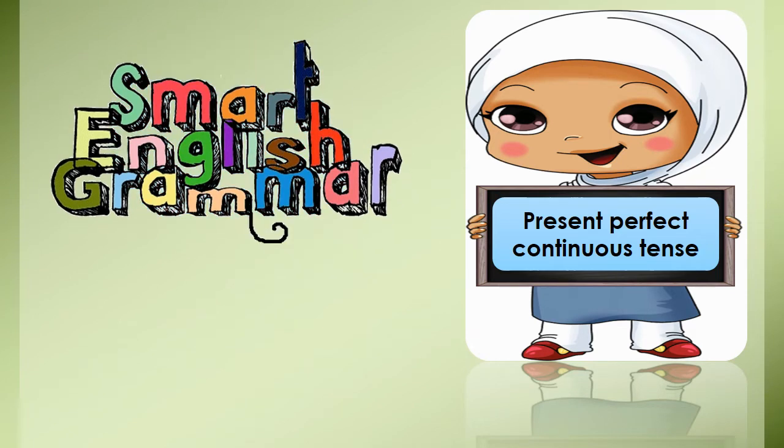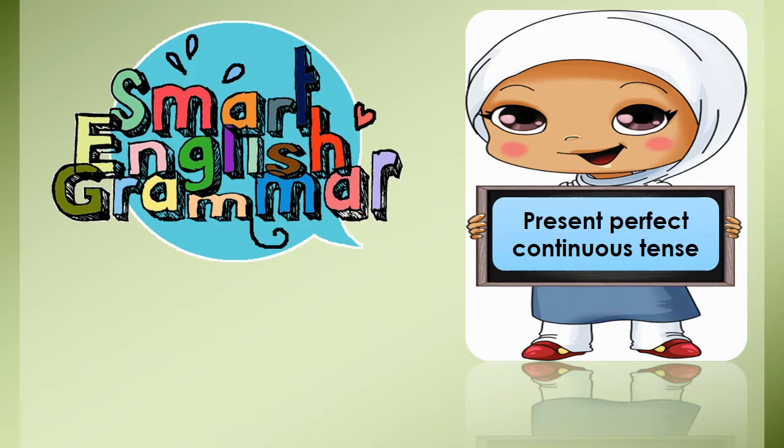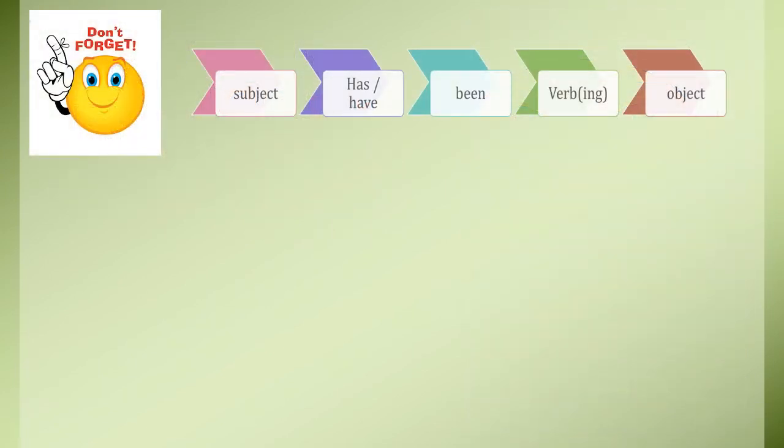Do you remember the present perfect continuous tense? Do you remember the lesson that you learned from the previous video? Yes. Who can tell me the form of the sentence? Excellent. Subject, has or have, been, verb with ing and object.